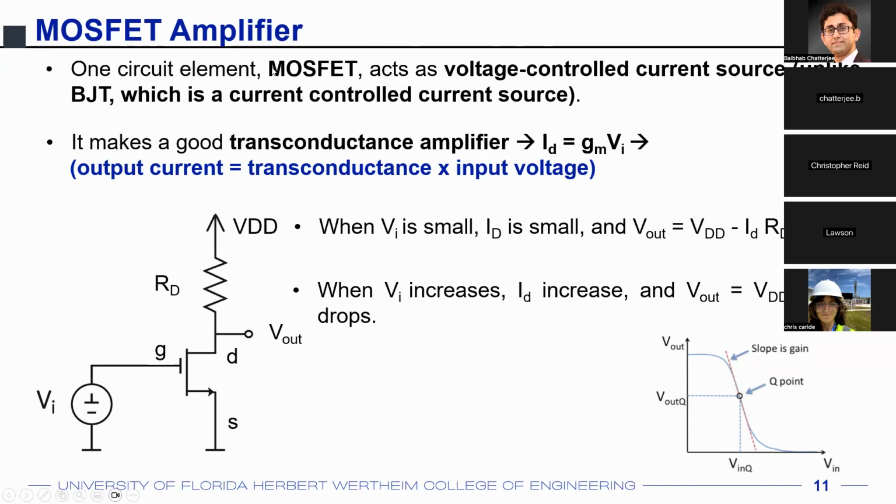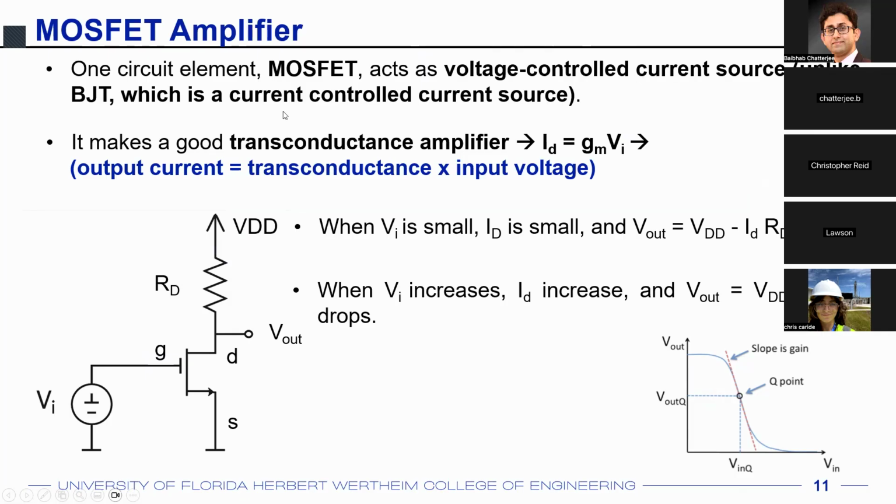So this is one circuit element, which is called a MOSFET, metal oxide semiconductor-based field effect transistor. You don't need to worry about the full name right now. We'll discuss that in detail. So MOSFET is one type of transistor, and the job of the MOSFET is that it will act as a voltage-controlled current source.